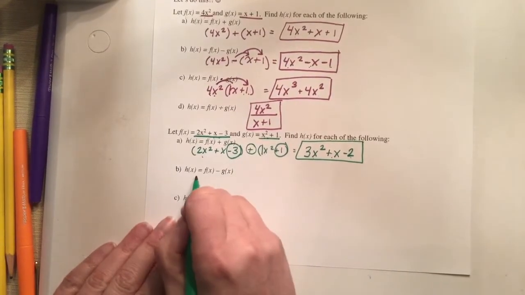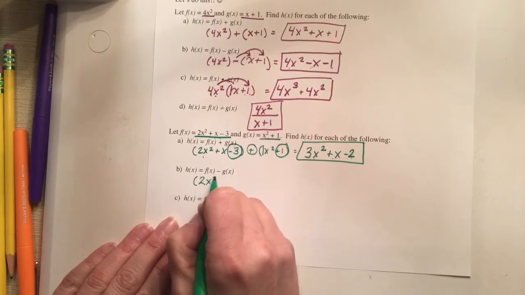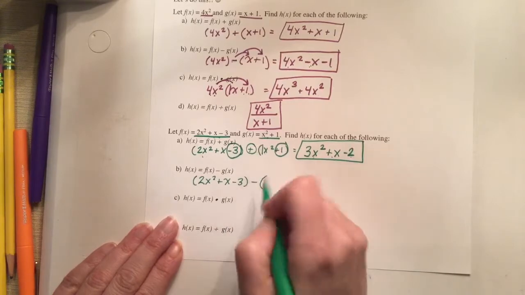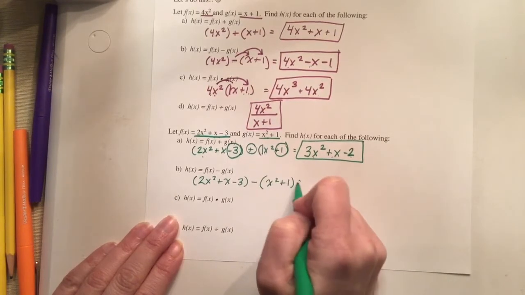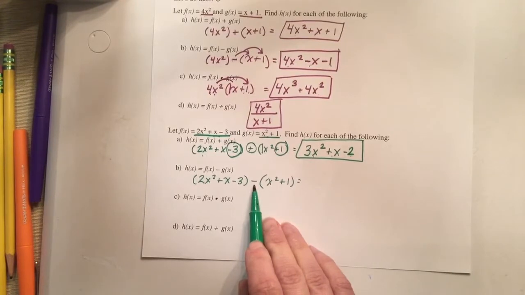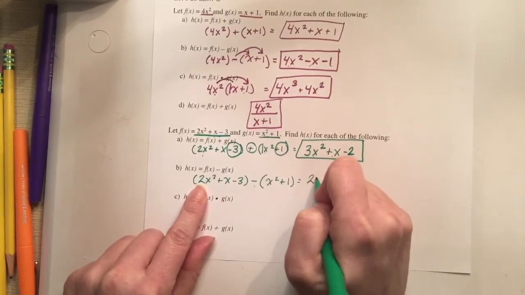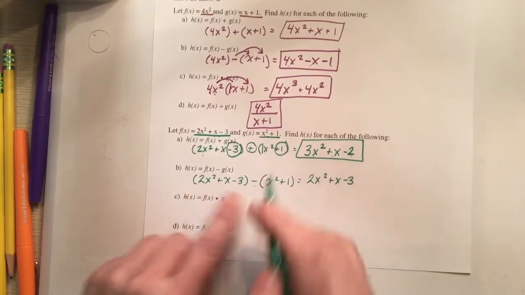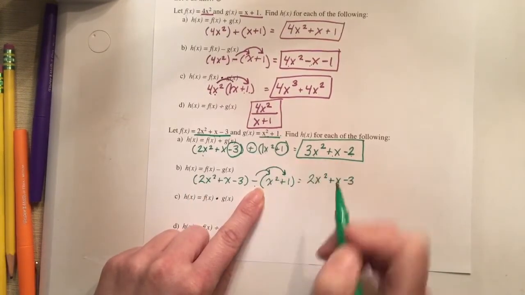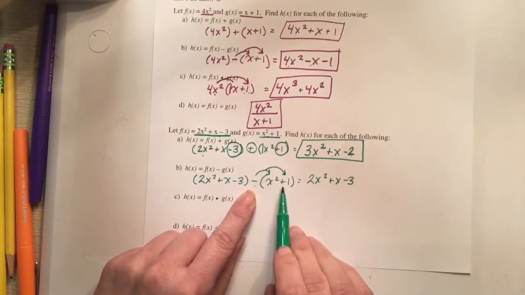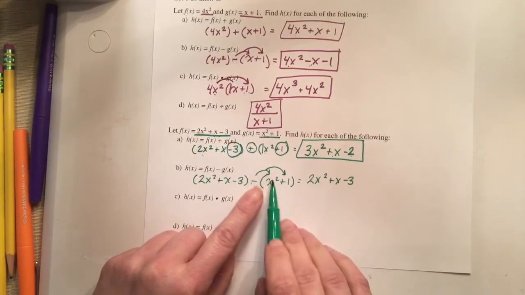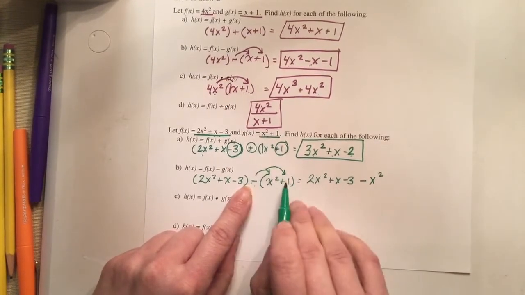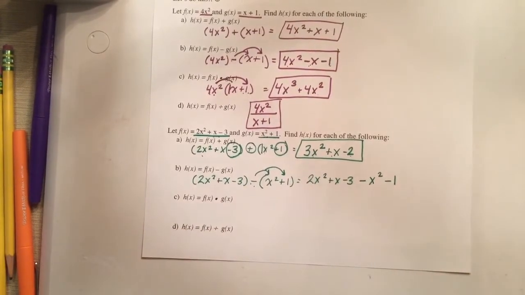If you are subtracting, f of x, 2x squared plus x minus 3, minus g of x, x squared plus 1. Now remember, when you are subtracting, your first group goes unchanged. 2x squared plus x minus 3, that's not going to change. This negative has to get distributed into whatever follows the minus sign. So negative times x squared makes it negative x squared. Negative times 1 ends up being a minus 1.